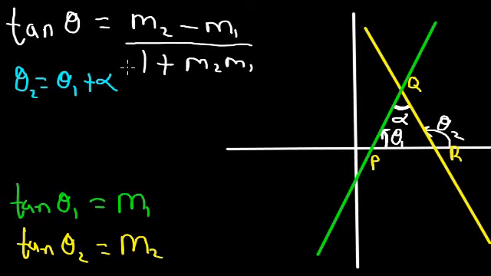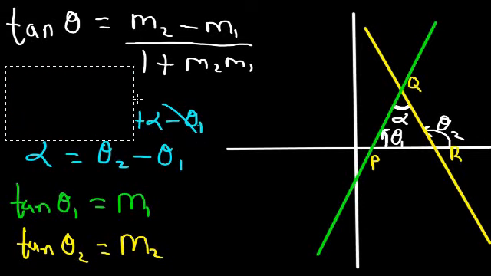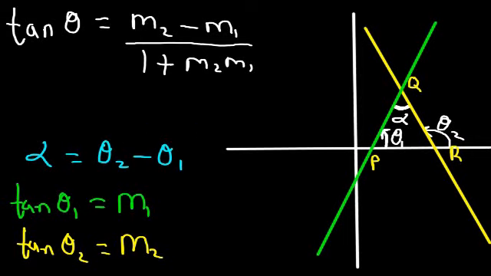Now our main goal is to solve for alpha. So what I will do is subtract theta 1 from both sides. Then I have theta 2 minus theta 1 equals theta 1 plus alpha minus theta 1. Now we can clearly see that the theta 1 terms cancel each other, and we have alpha equal to theta 2 minus theta 1. Perfect. Now, at this point, what I would like to do is take the tan function of both sides of this equation. That will result in this. I hope you have written that.